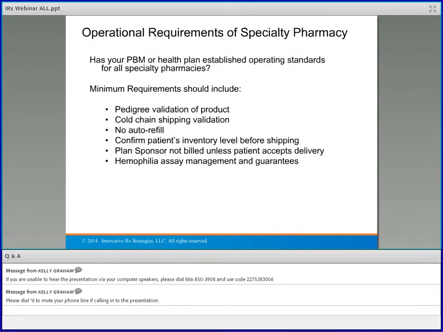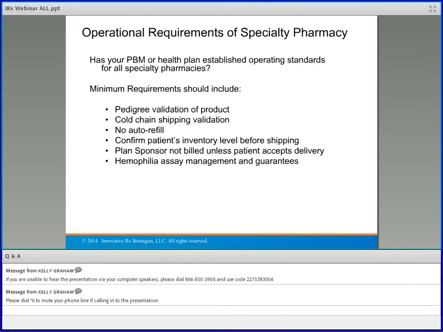So when you think about your specialty pharmacies, right, there's a lot of real criteria that you've got to look at. We've mentioned the value of having an exclusive specialty pharmacy arrangement. I think there's a lot of value in that from your perspective of how that all gets managed, not only from a clinical perspective, but also from a drug control perspective.